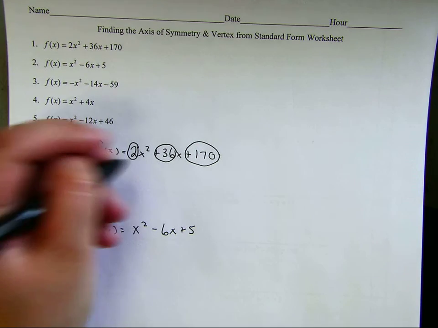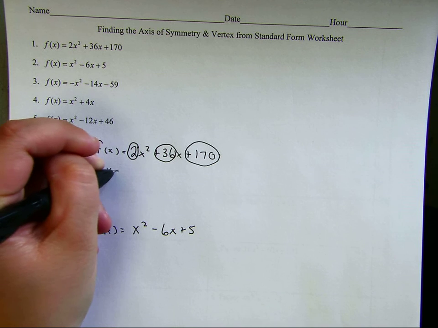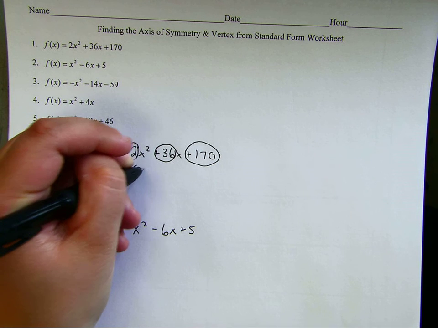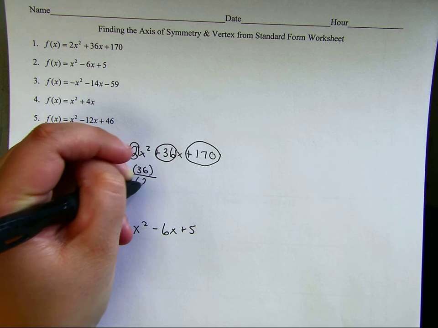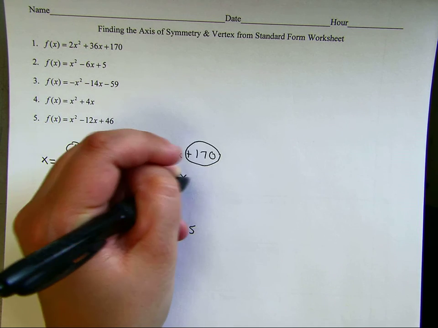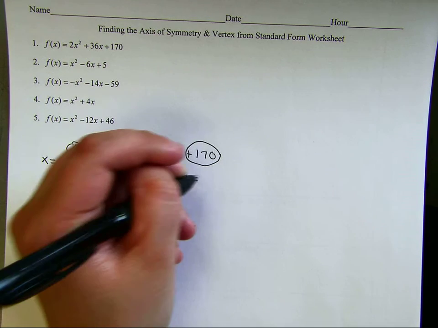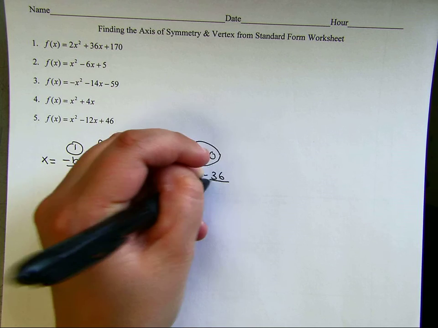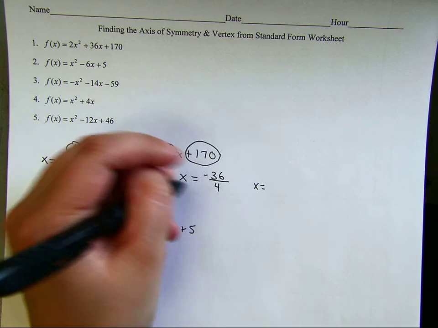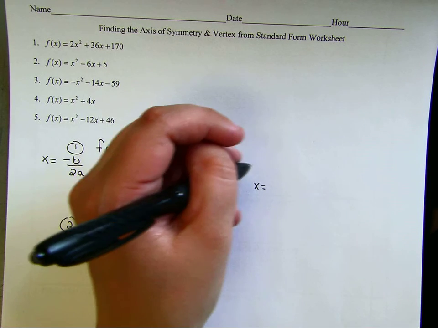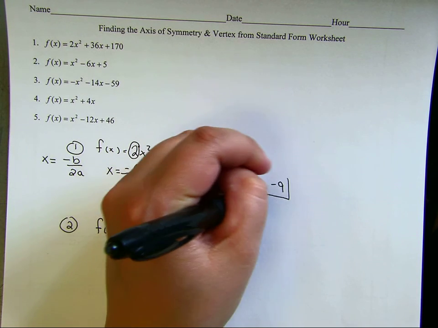So the opposite of a positive 36, and if you want, you can actually just put it in like that, and then 2 times 2. So the opposite of 36 is a negative 36, and then 2 times 2 is 4. Negative 36 divided by 4 is negative 9.